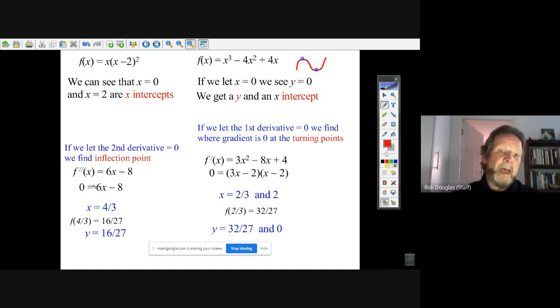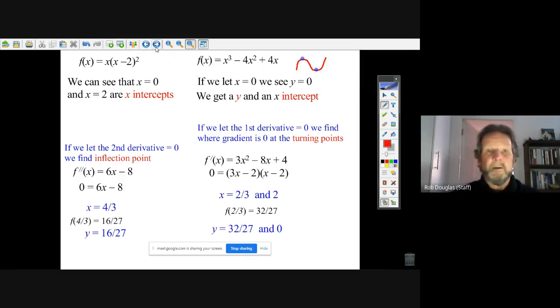So we add 8, divide by 6. 8 over 6 is 4 over 3. Then take 4 over 3. That's the x value where the inflection point happens. The y value, we just take 4 over 3, put it back in here, square it, multiply by 4 over 3, and we get 16 over 27.